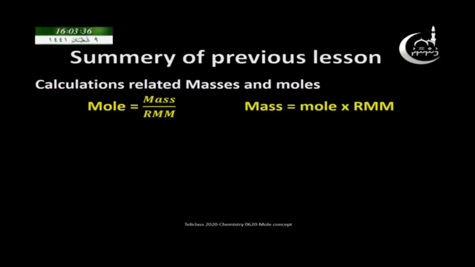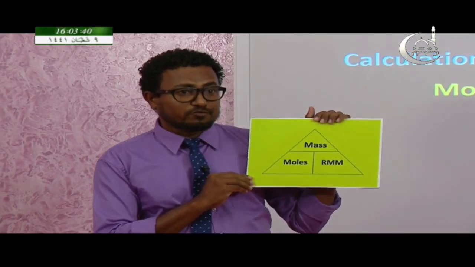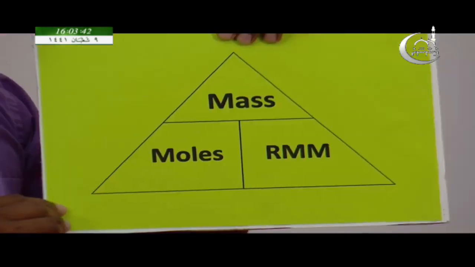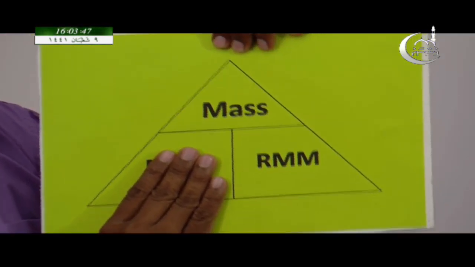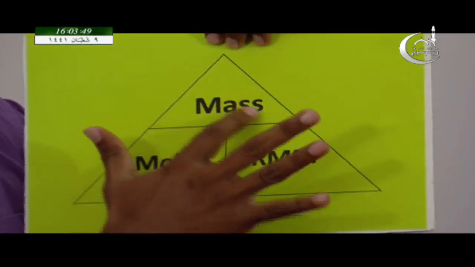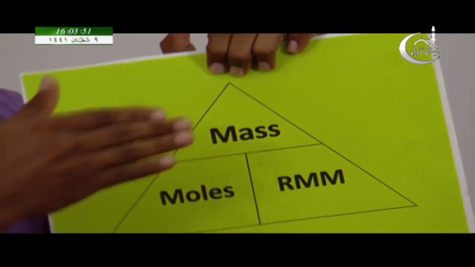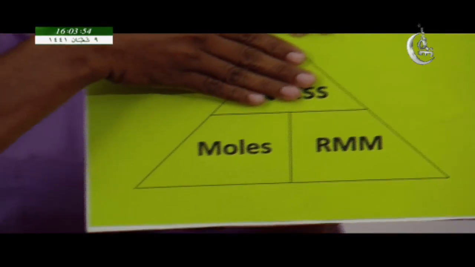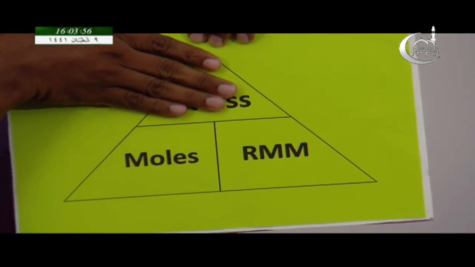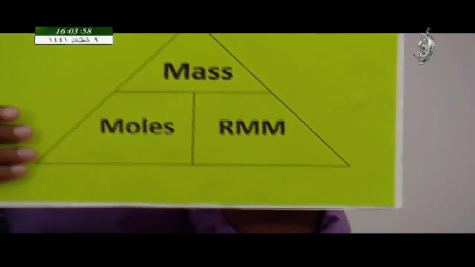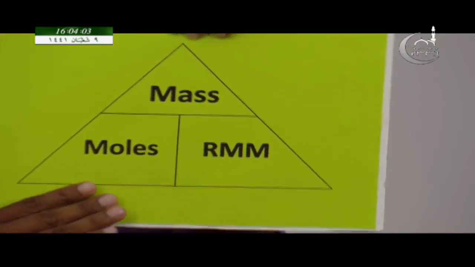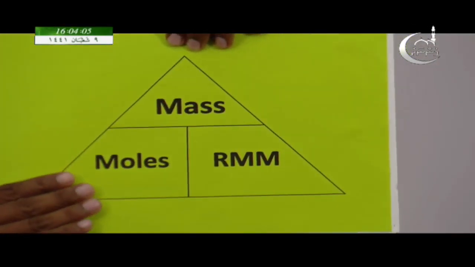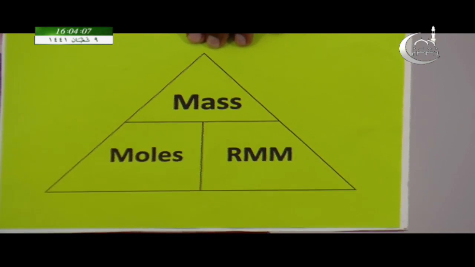As I have shown you in the previous lesson, this is the way you can remember the formula. For example, if you want moles, cover moles with your finger, and you will get moles is equal to mass divided by RMM. If you want to find the mass, you can cover mass, so you will get mass is equal to moles times RMM. This is the easiest way you can remember the formula. Whenever you get the question paper, you can first draw this triangle formula, then you won't get confused while doing the question paper.